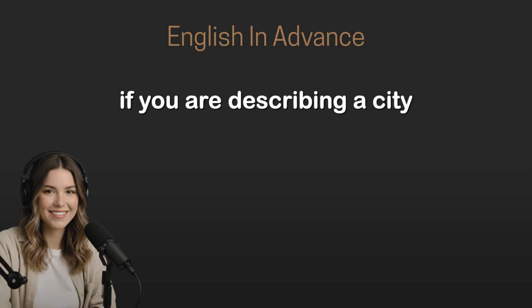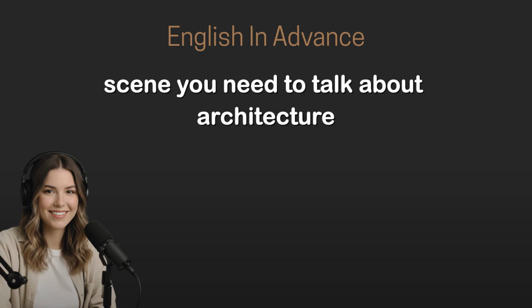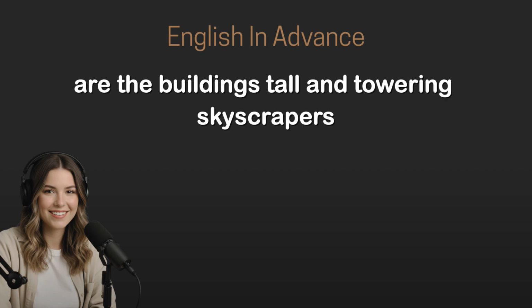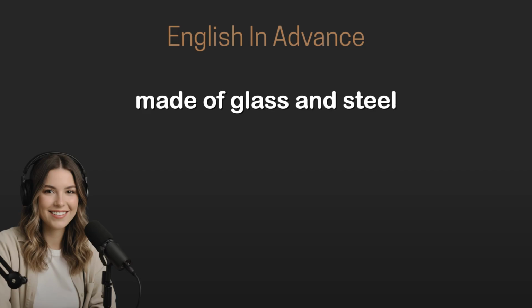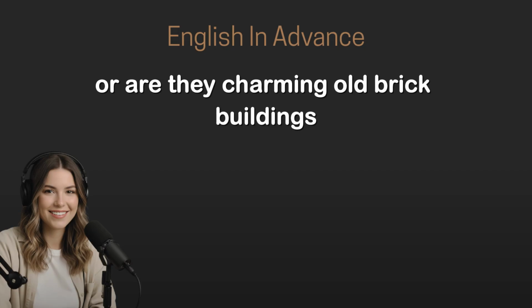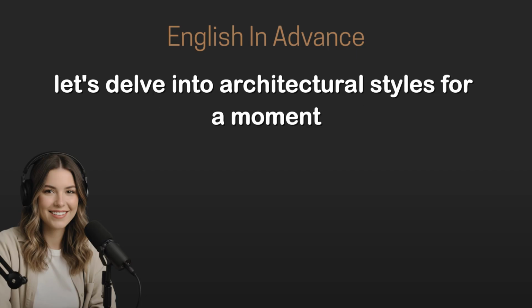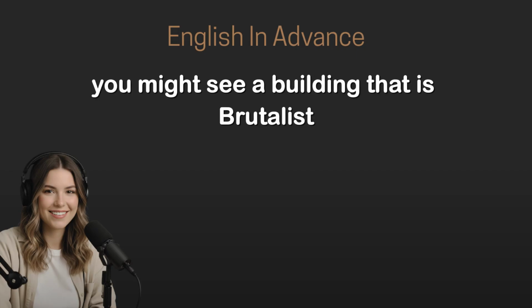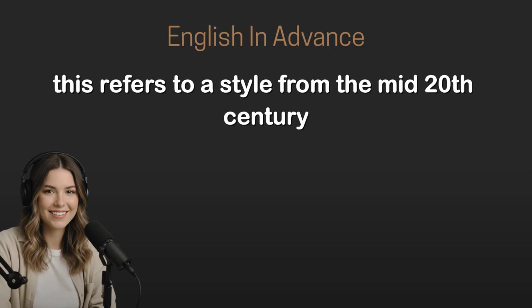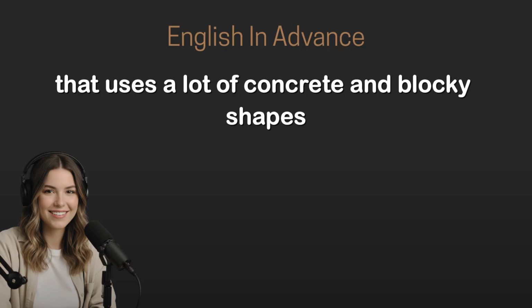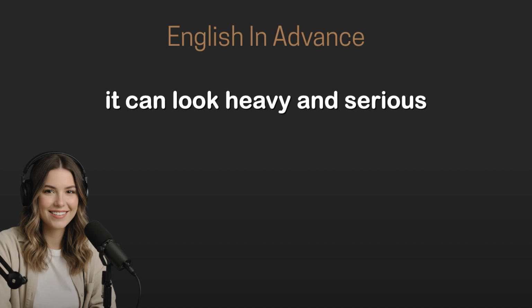If you are describing a city scene, you need to talk about architecture. Are the buildings tall and towering skyscrapers made of glass and steel? Or are they charming old brick buildings with ivy growing on the walls? Let's delve into architectural styles for a moment. You might see a building that is brutalist. This refers to a style from the mid-20th century that uses a lot of concrete and blocky shapes. It can look heavy and serious.